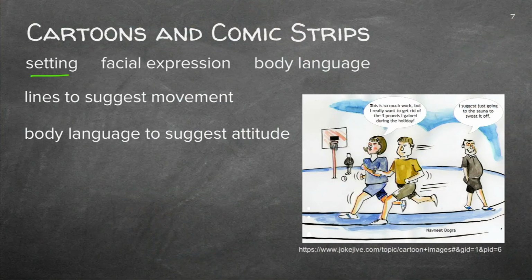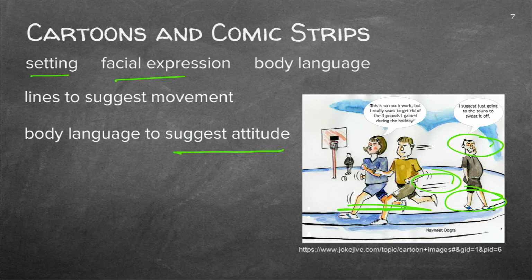Here we can also look at setting, we can look at facial expression, see how lines are used to suggest movement. Sometimes there are questions on that. See how, again, with facial expressions, there's a smug look on the face of this man. He is smiling. What about his body language? He has his hands in his pockets, and he doesn't want to do the exercises like the others. He thinks he'll just go into a sauna and sweat it out. So the smug look and the way in which he's walking here suggest his attitude, that he does not believe in exercising, right?